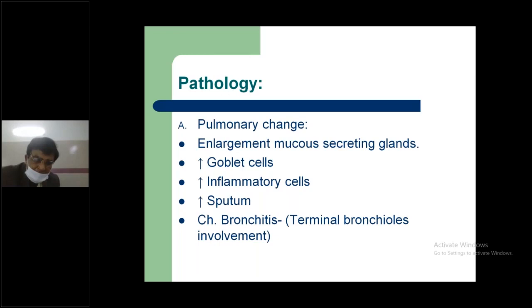And in chronic bronchitis, terminal bronchus is involved. I have already told that in chronic bronchitis, terminal bronchus is affected. And in emphysema, the alveoli is affected.